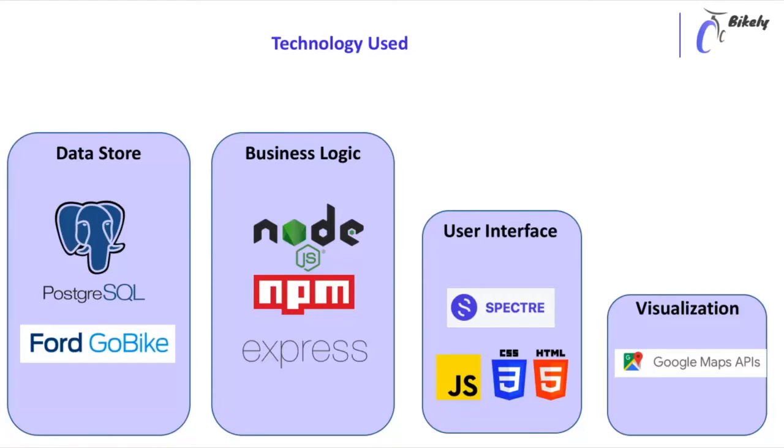So in business logic, we use Node.js and Express. Express helped us build REST APIs, which were consumed by the UI. And for visualizations, we used Google Maps API. Let's go for a live demo now.